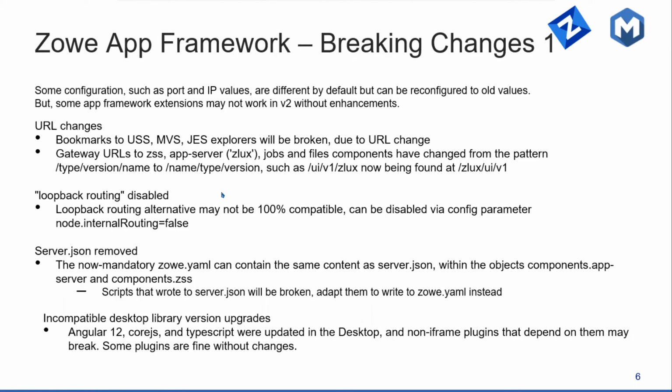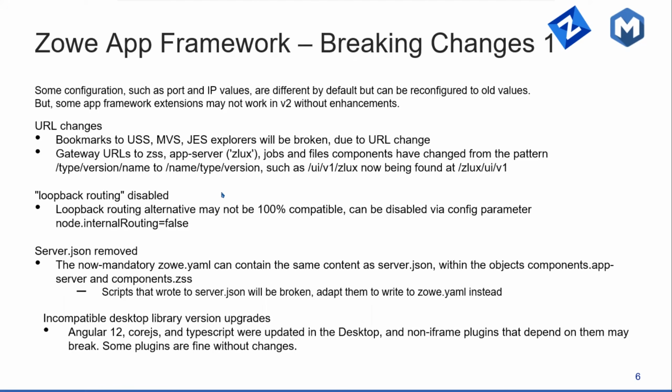That's also true of the gateway, which was probably covered in more detail in the mediation layer office hours. But in version 1, there were two patterns to URLs that point to servers from the gateway. There was type/version/name and name/type/version. It just depends on whether your service name came last or first in the URL. And in version 2, one of those has been removed. Now the one that is supported is where the name comes first.